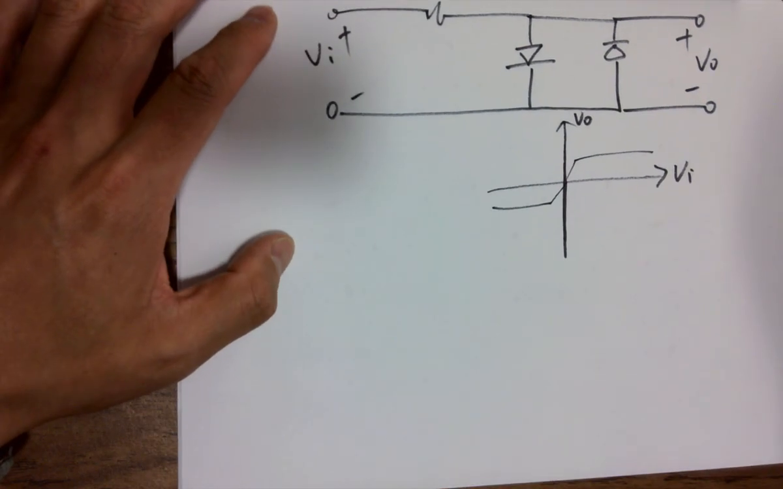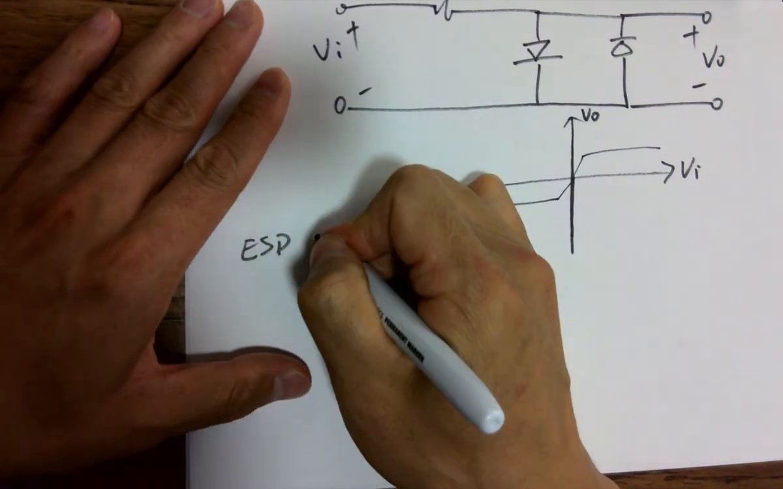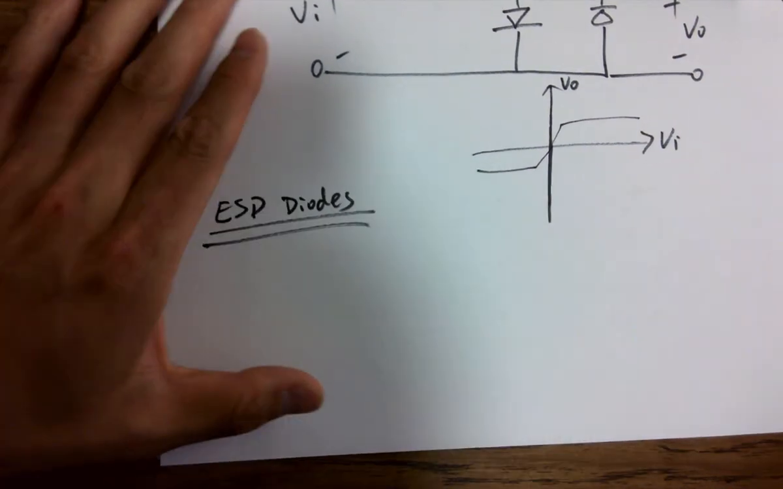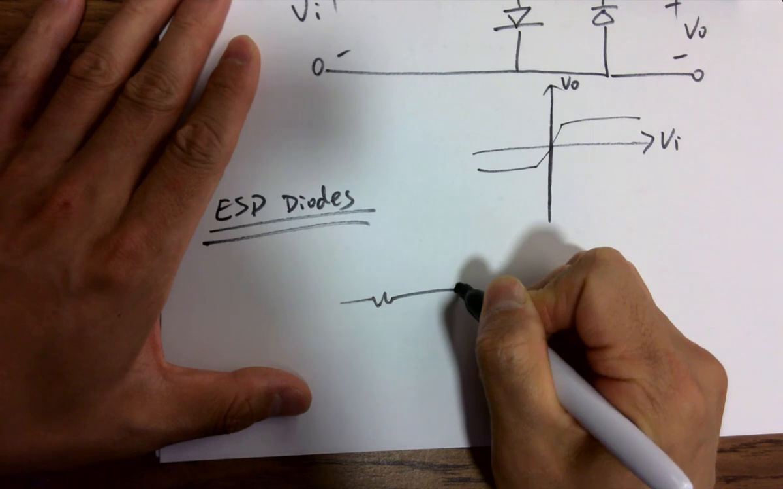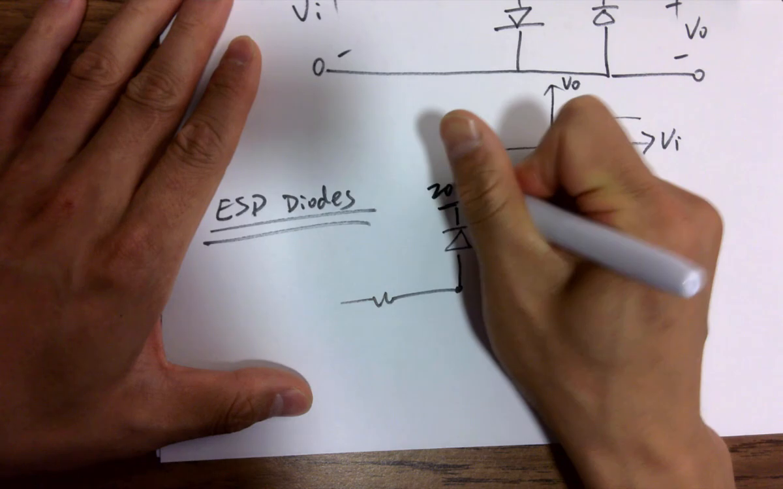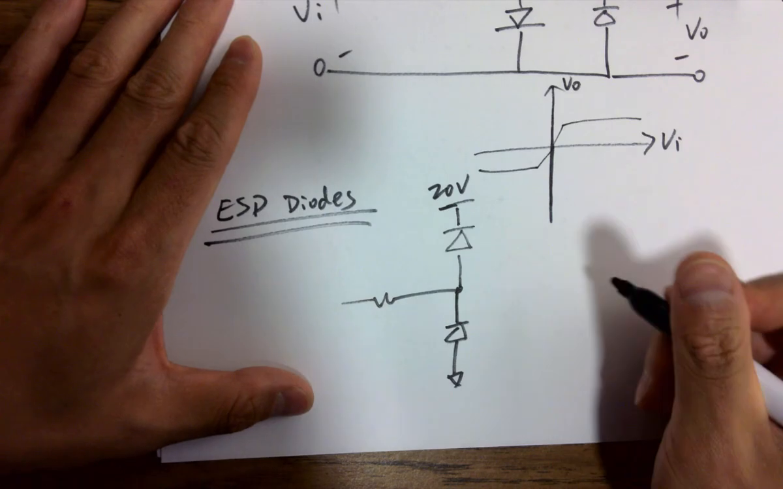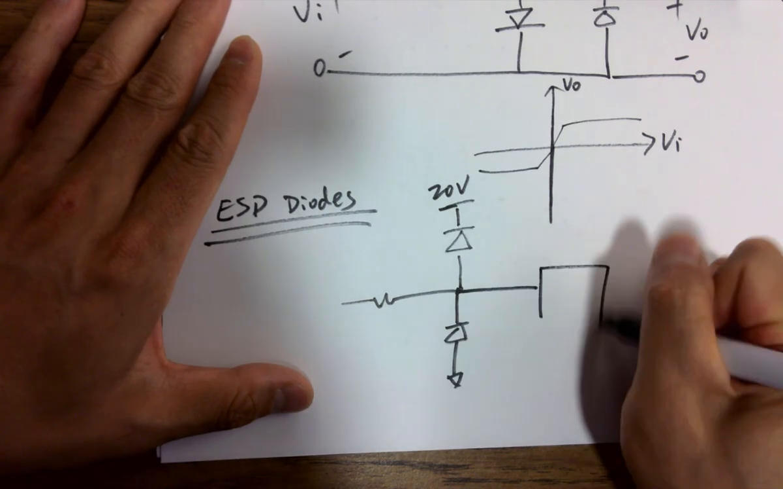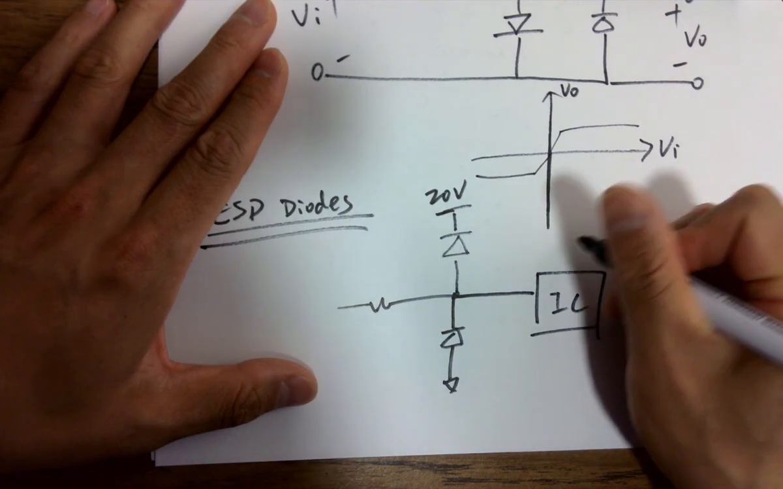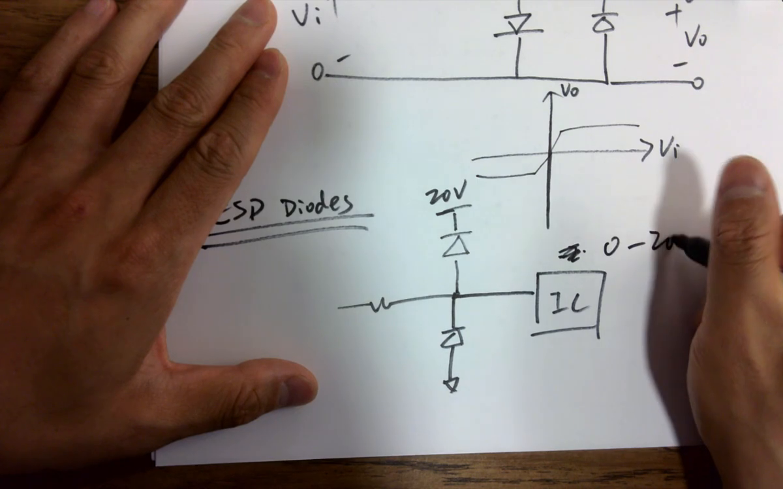So for the IC circuits, ESD protection diodes, it looks like this. Assuming that it's 20 volts, and your IC circuits here, the IC cannot take any voltages, or it can only take voltages within that range, the 0 to 20 volts range, right?